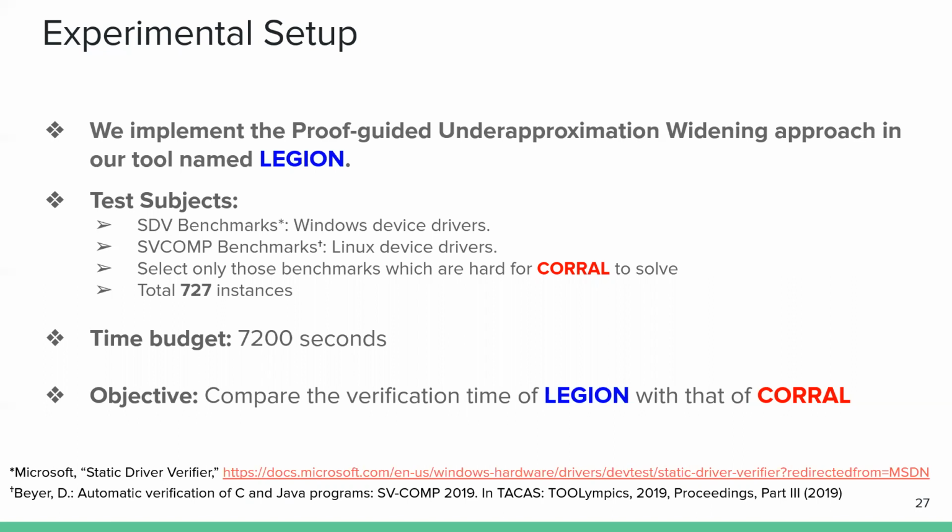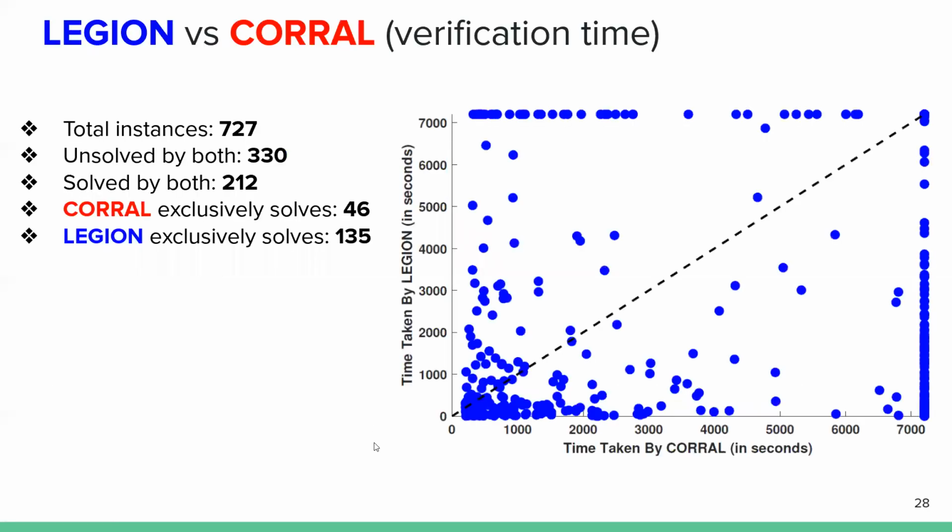Note that although these are benchmarks on which Coral takes greater than 120 seconds, there are many benchmarks on which Coral struggles. That means Coral cannot even solve these benchmarks within 2 hours. So our time budget for solving each of these instances, we set to 7,200 seconds. Our objective is to compare the verification time of Legion with that of Coral. So let's take a look at the results.